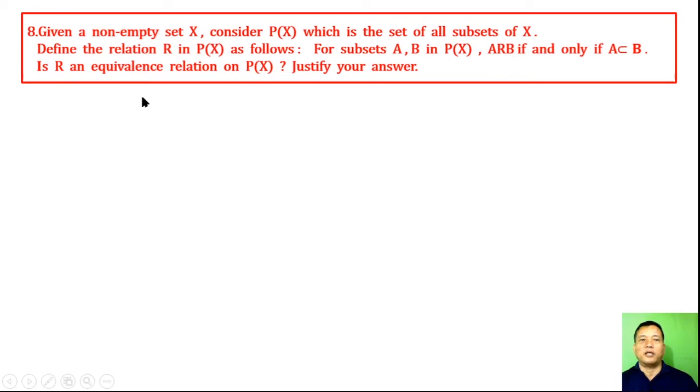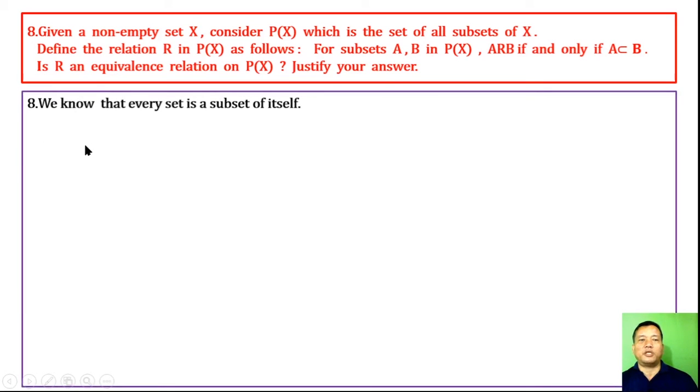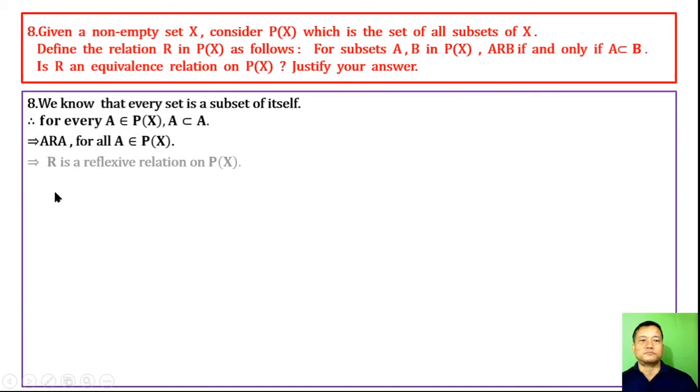Justify your answer. First, reflexive. We note that every set is a subset of itself. Therefore, for every A belonging to P(X), A is a subset of A. Symbolically, A is related to A for all A belonging to P(X). This implies R is a reflexive relation on P(X).